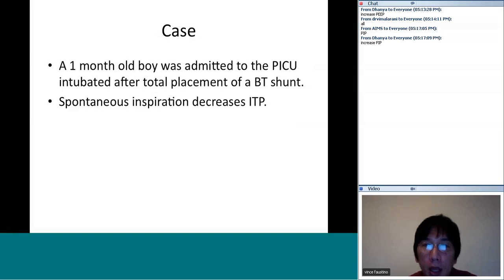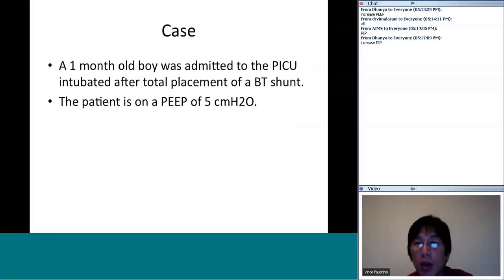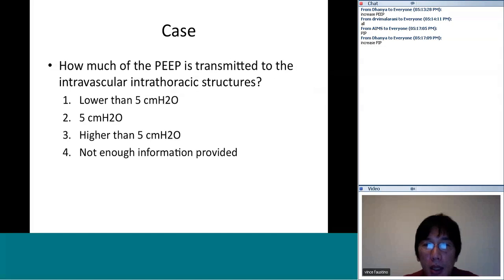So, next case: a 1-month-old boy was admitted to the PICU intubated after placement of a VP shunt. The patient is on a PEEP of 5 cm water. Question: how much of the PEEP is transmitted to the intrathoracic pressure? 1, lower than 5 cm water; 2, 5 cm water; 3, higher than 5 cm water; or 4, not enough information provided.